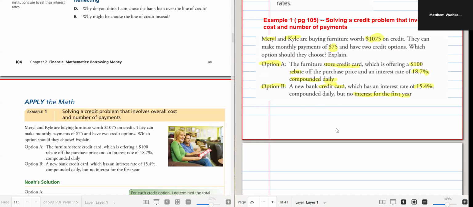but you don't have that $100 off. So is it better to take money off the principal and take a higher rate, or is it better to not pay interest and take a lower rate?